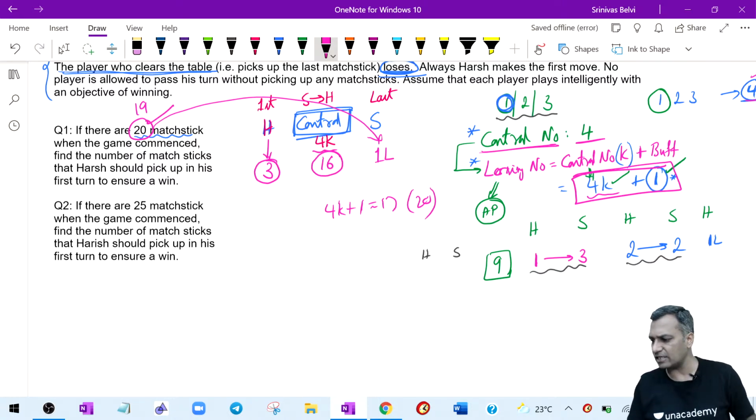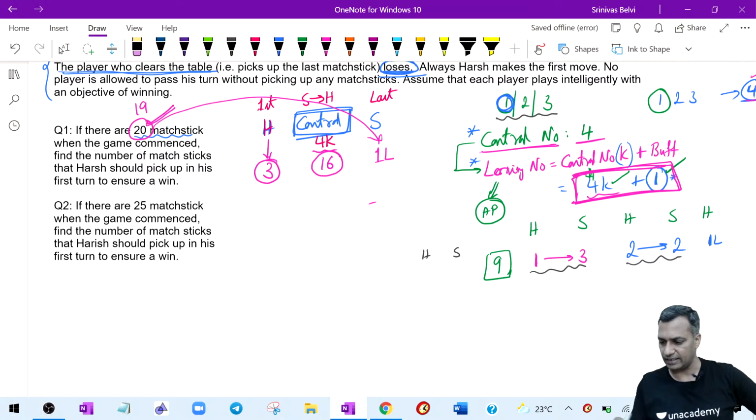Simple. So you may say that, no, sir, I will directly use this formula. I will equate it to a number closer to 20. That's fine. You will get 17, 4K plus 1, 17. Therefore, give 3 out there. That's also fine. So whichever way you understand doesn't matter.